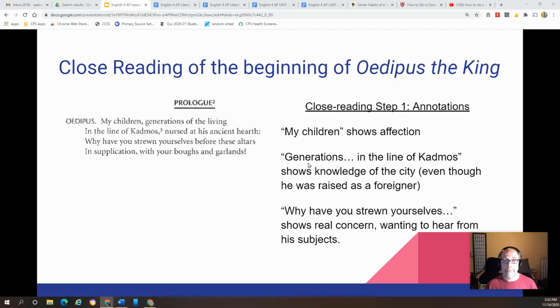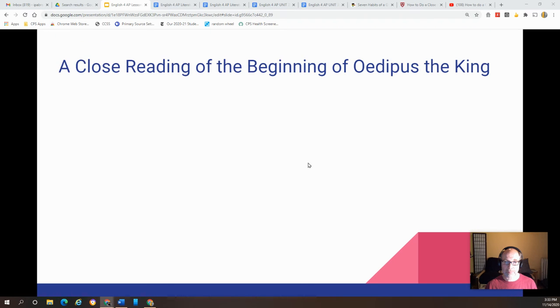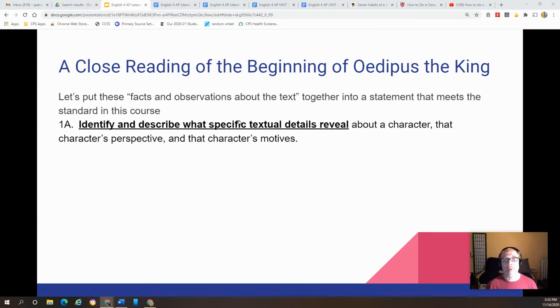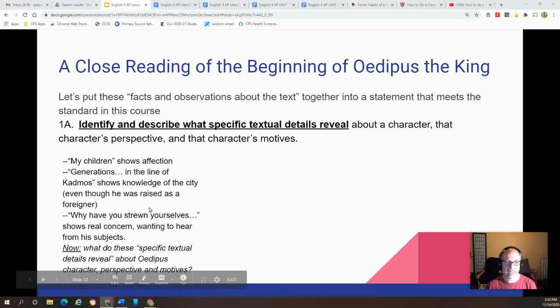So we're going to put these facts and observations about the text together. Now, they're already sort of together because I'm focused on, is he a good king? But we haven't really put it together into a statement that meets the standards in this course. So here's the standard again. Here are my annotations again. And here's my question. What do these specific textual details reveal? That's the task we were given about Oedipus' character, perspective, and motives.